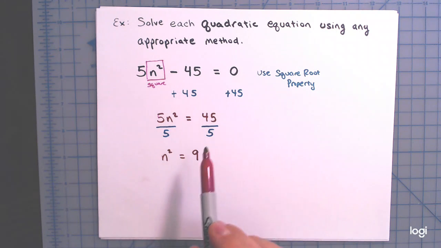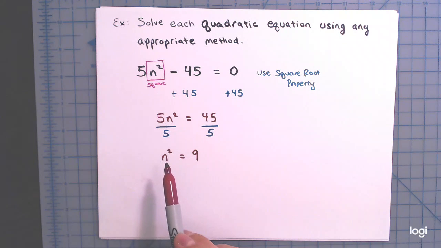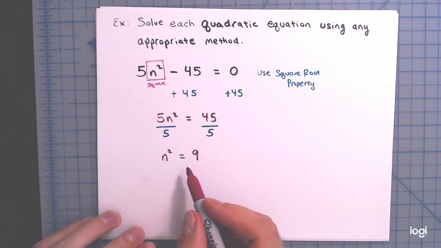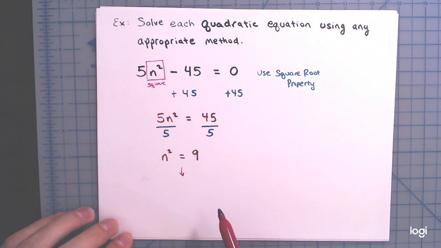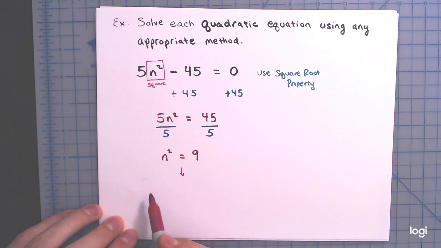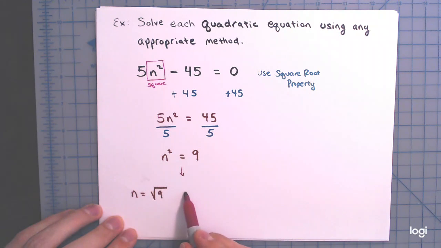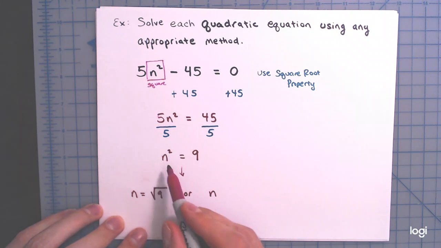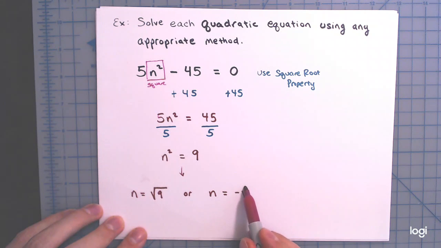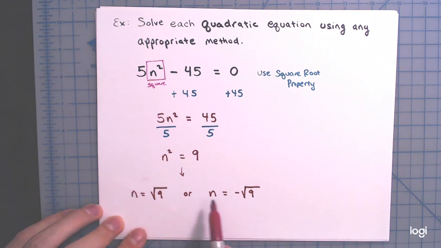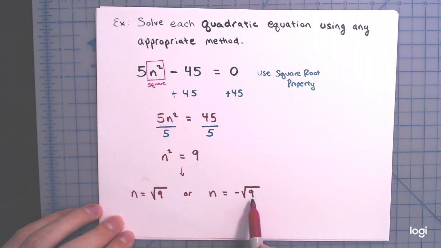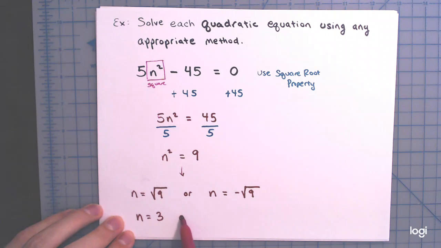I can now apply the square root property to this. I have this isolated square alone equals some number. So by that square root property, the value of the base n is either the positive square root of that number 9, or the base n is equal to the negative square root of 9. But we know what the principal square root of 9 is, right? That's 3, 9 is 3 squared. So either n equals 3 or n equals -3.